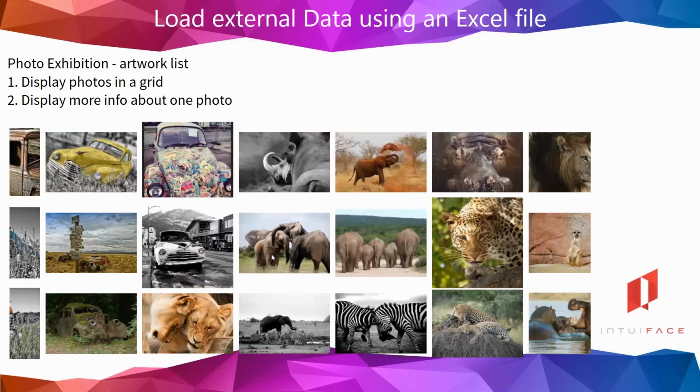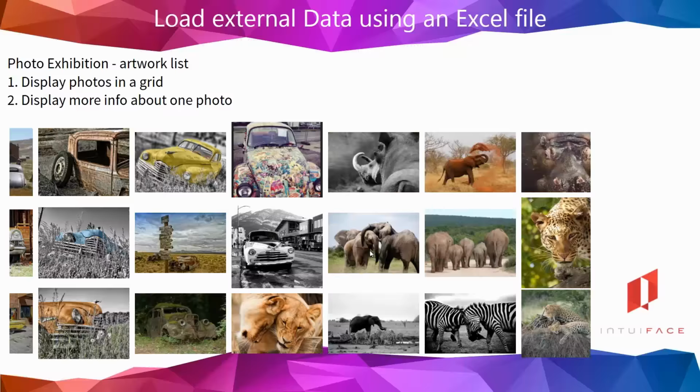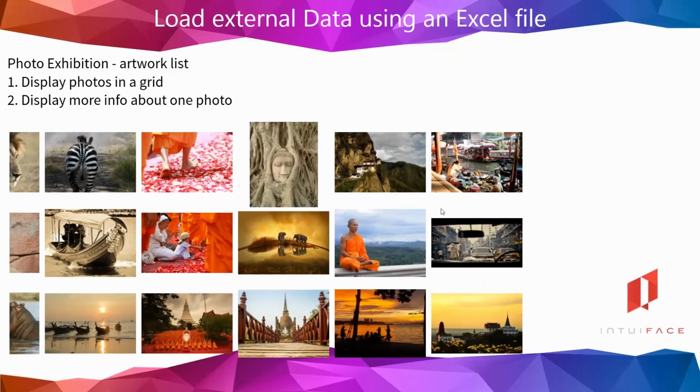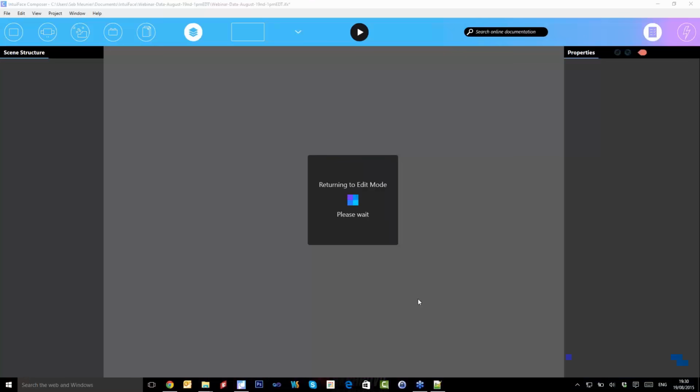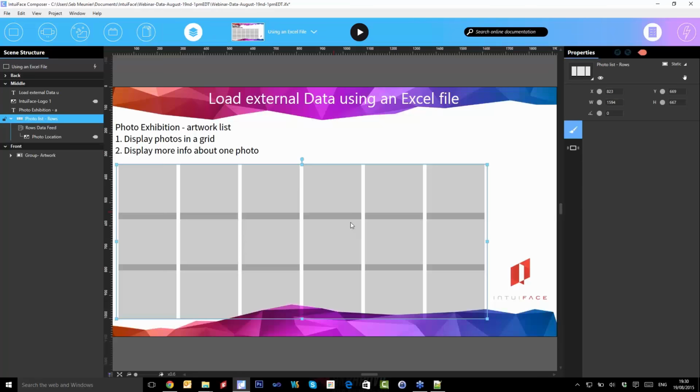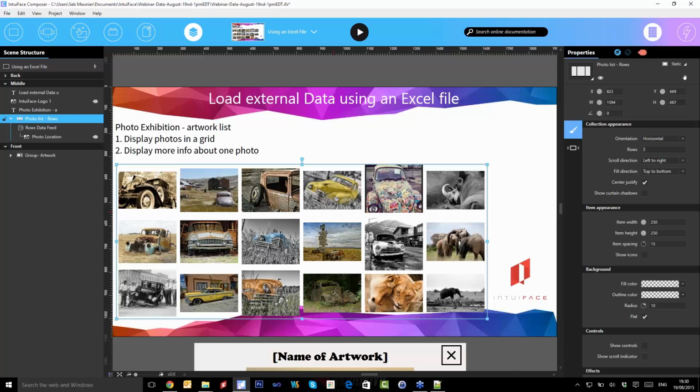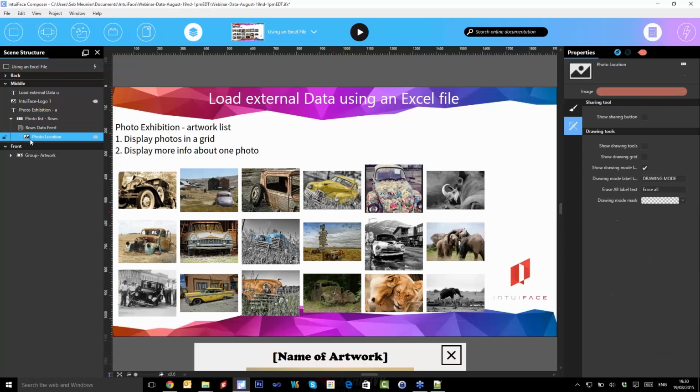You can scroll the pictures, you have the cars, you have the African wildlife, and at the end you have the beautiful Thailand pictures. Of course, if you open your Excel file and add new rows or remove some rows, it's automatically updated. You have one picture, one image asset representing every row of your Excel file.